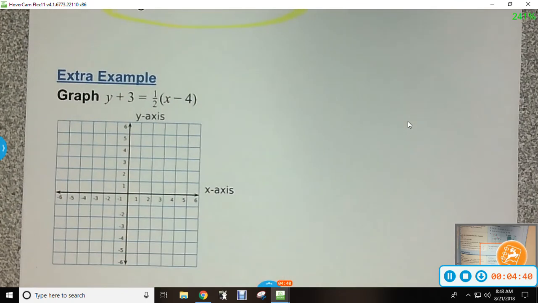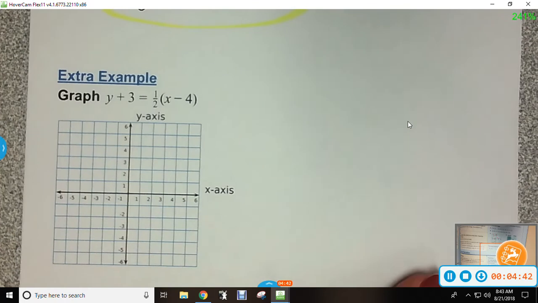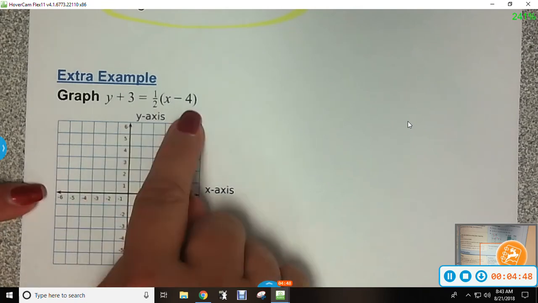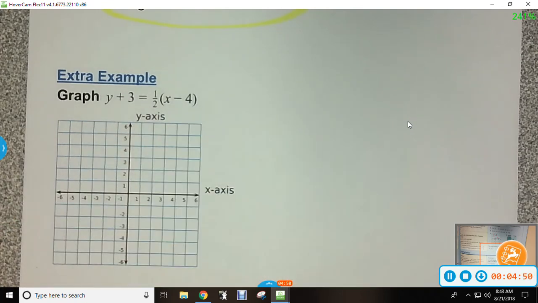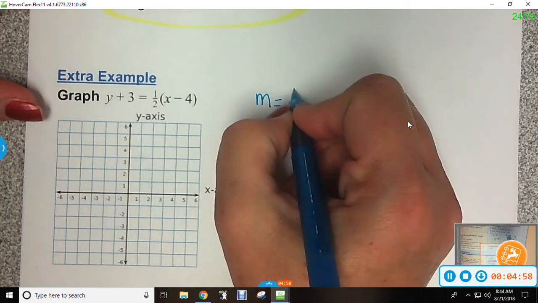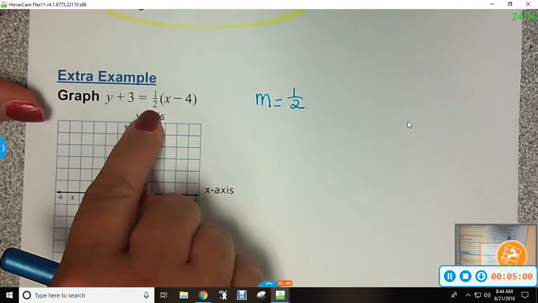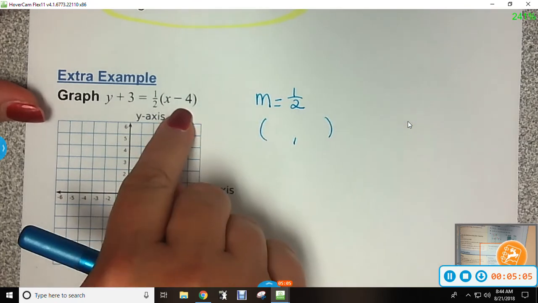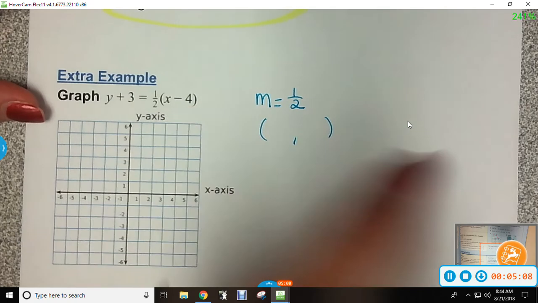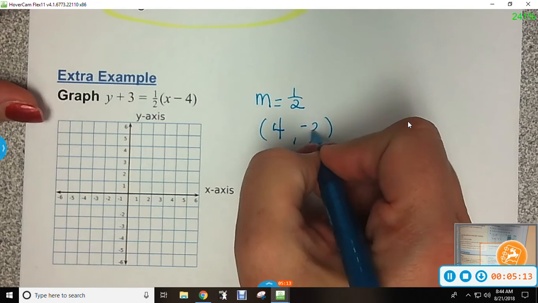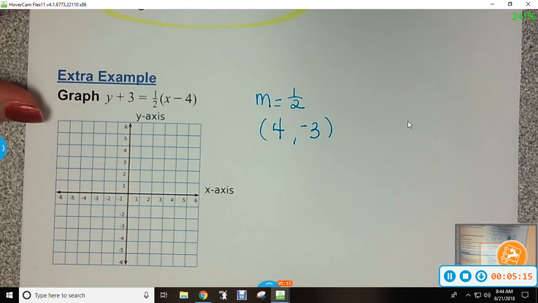So for this one, they want me to graph this line that's given to me here. So what I've got to do is I've got to look at this equation and figure out what a point on the line is and what the slope is. Okay, slope's the easy part. Slope is 1/2. Now, to get a point on the line, remember, we're going to change the sign with the x, so that's going to be a positive 4. Change the sign here is negative 3. That is a point on the line.